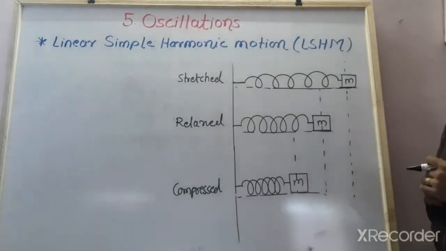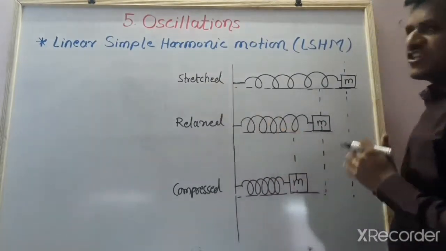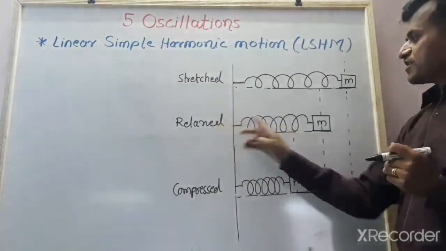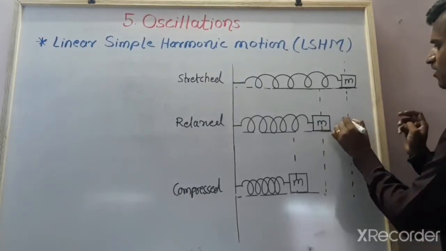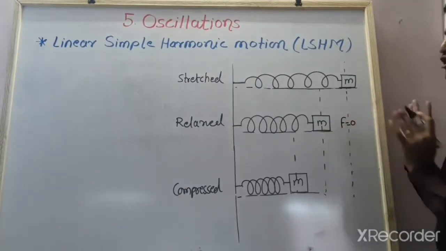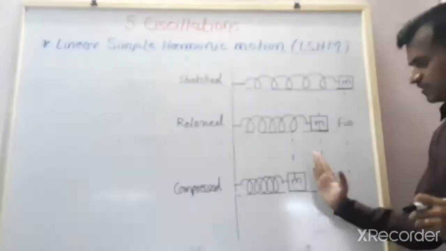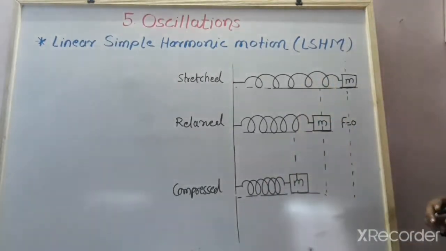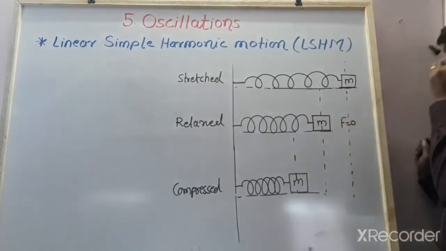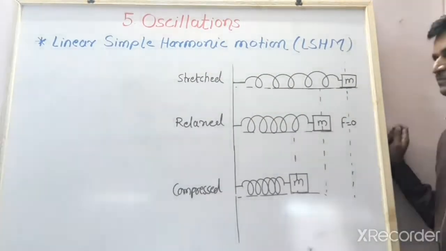There are three positions of the spring. The first position is stretched. The second position is relaxed. In this relaxing position, no force acts on the spring. The force is zero. Then in the third case, it is compressed. This block is compressed toward the left side. These are the three different cases. With the help of this example, we can define the term linear simple harmonic motion.